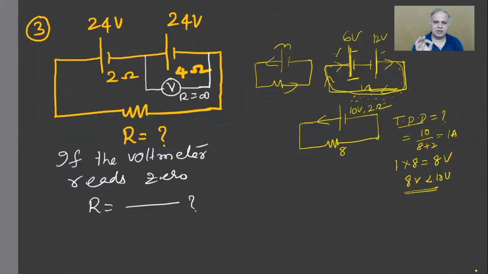If a single cell alone is present, current goes out of plus, reaches minus through the external resistance, and inside the cell goes from minus to plus. But if this cell is connected to some other cell of higher EMF, the net current in the loop, you cannot talk of individual currents here, I told you.